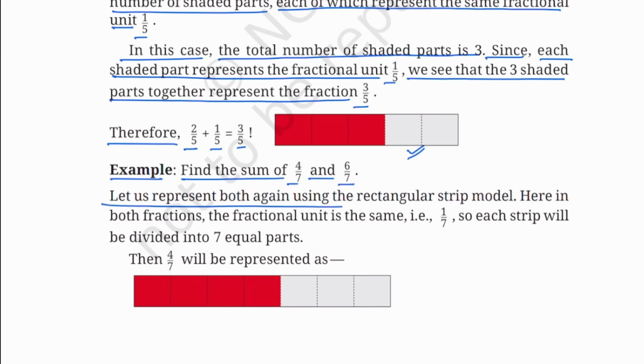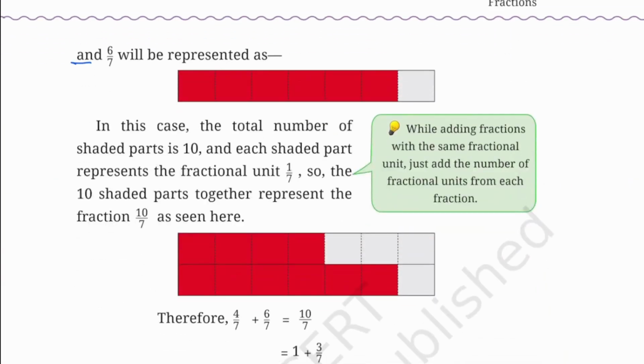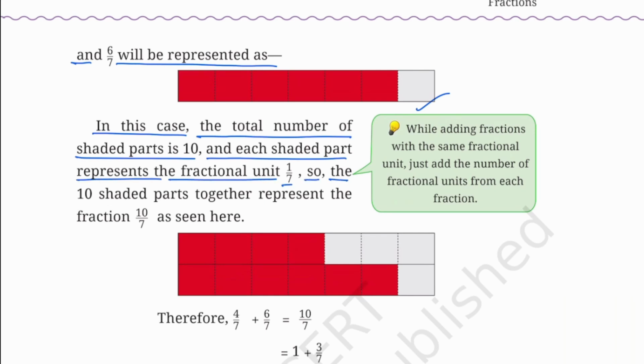Let us represent both again using the rectangular strip model. Here are both fractions. The fractional unit is the same, that is 1 upon 7. So each strip will be divided into 7 equal parts. Then 4 upon 7 will be represented as, and 6 upon 7 will be represented as. In this case, the total number of shaded parts is 10, and each shaded part represents the fractional unit 1 upon 7. So the 10 shaded parts together represent the fraction 10 upon 7 as seen here.